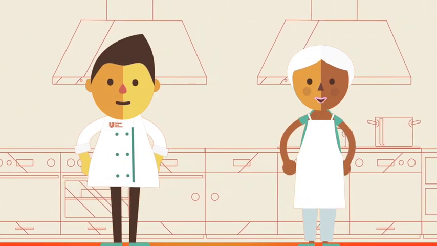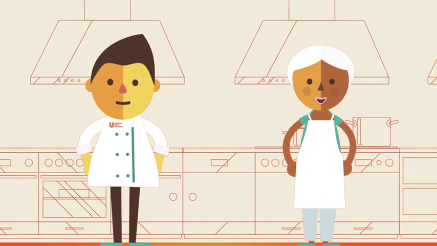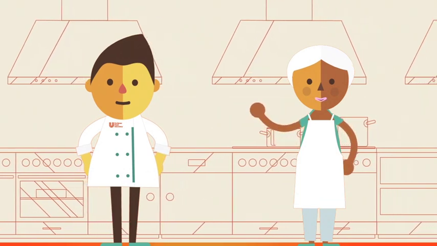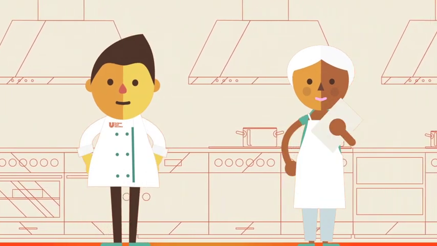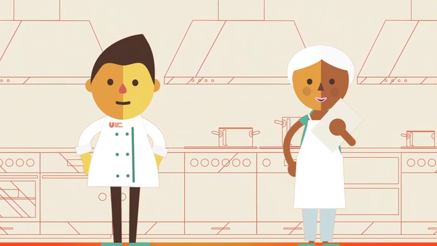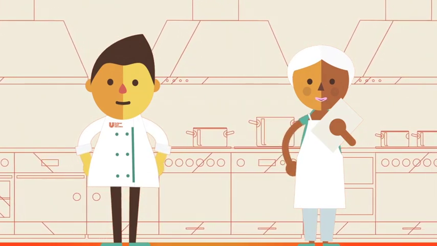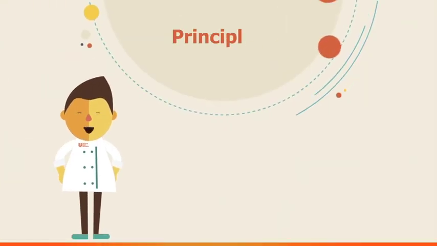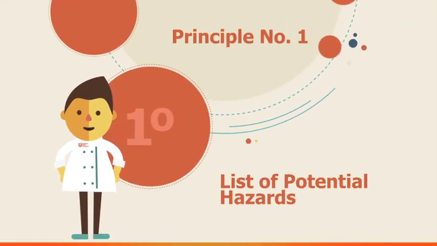The methodology of HACCP, Hazard Analysis and Critical Control Points, presents 7 principles that guarantee food safety. To improve the way of working, it is important that you pay attention to all of these principles. The first principle is called the list of potential hazards.